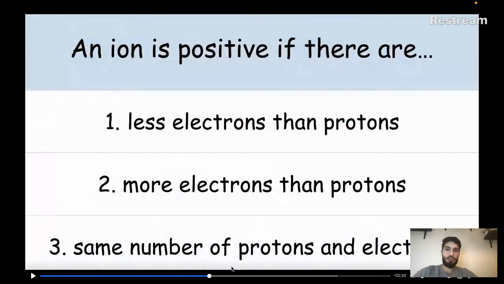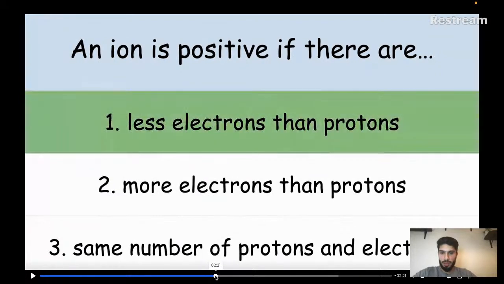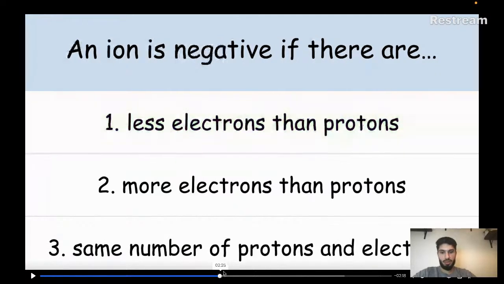Okay, 1, 2, or 3. An ion is positive if there are 3, 2, 1, and show. You can tell I'm a teacher when I'm saying show. It's a habit. That's what I say to my class when I'm doing mini whiteboards. An ion is positive if there are less electrons than protons. Okay, an ion is negative if there are. What's it gonna be?